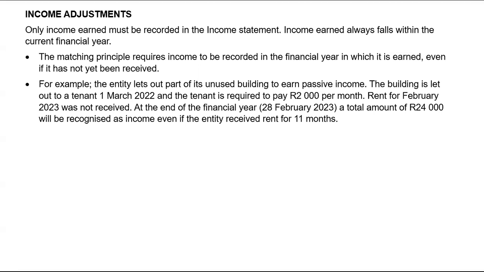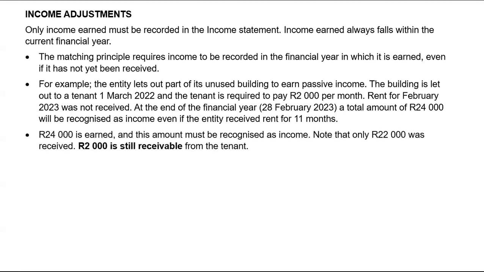If you take the 2,000 and you multiply it by 11, you will get 22,000 rand. That is the rent that we have received, which was recorded in the CRJ. And rent income is reflected at that 22,000, which is incorrect, because that 22,000 is what we have received for 11 months. It is not what we have earned for 12 months. What we earn is us providing property to the tenant for 12 months, which will result in income amounting to 24,000 rand. Note that 24,000 rand is earned, and this amount must be recognized as income.